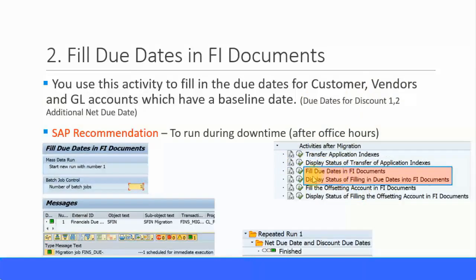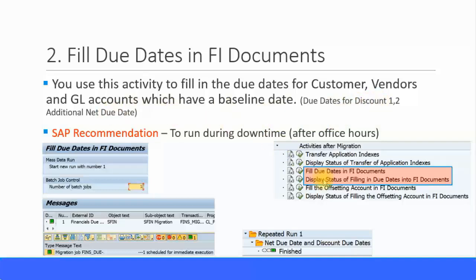The next step is to fill the due dates in the FI documents. After the data has been migrated to Simple Finance, for certain due dates for customers, vendors and GL accounts which have a baseline date, you need to fill in the due dates. These due dates are for discount 1, discount 2 or any additional net due dates. This can only be performed if the line item actually has a baseline date. Now you know the baseline date can be calculated from the document date, the posting date or the entry date. Then if the baseline date exists, you need to fill in the due dates for these fields.